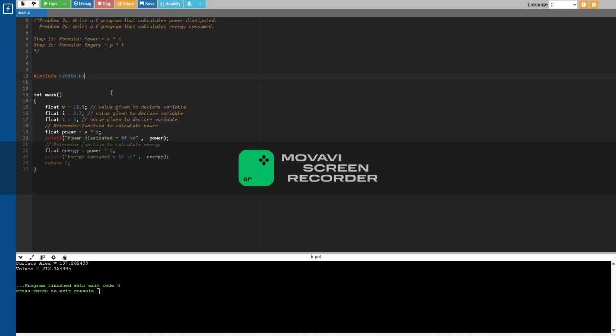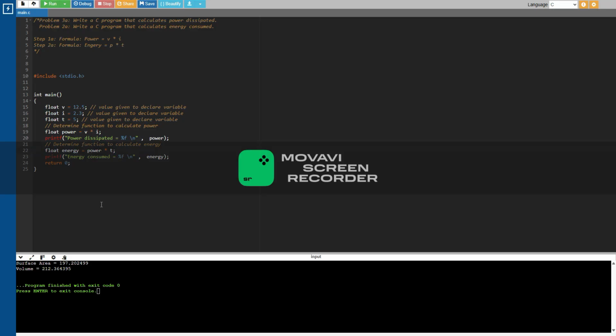We want to define what those variables are, so we have three that are given to us. We have V, which is 12.5, I, which is 2.3, and T, time, which is 5. We want to declare the function. The function is going to be V times I for the formula, and then we're going to print that.